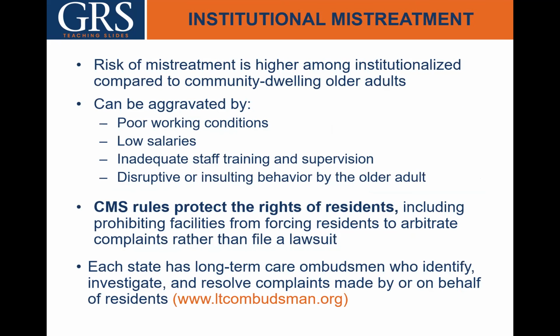Regarding institutional mistreatment, the risk of mistreatment is higher among institutionalized older adults compared to community-dwelling older adults, and it can be aggravated by poor working conditions, low salaries, inadequate staff training and supervision, and disruptive or insulting behavior by the older adult. The rules also protect the rights of residents, including prohibiting facilities from forcing residents to arbitrate complaints rather than file a lawsuit.